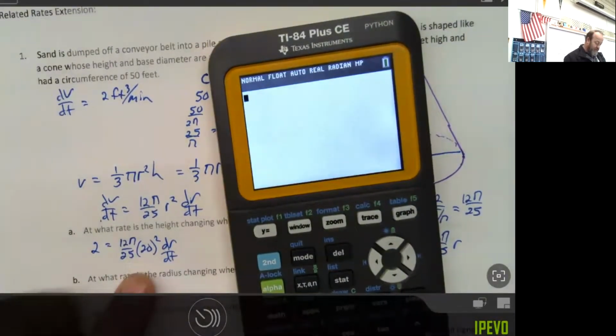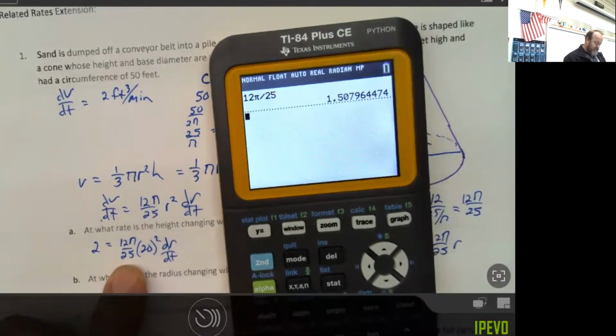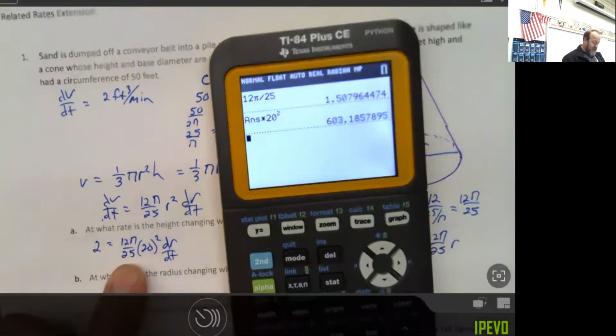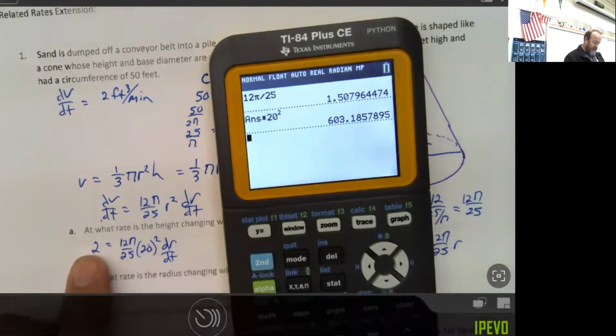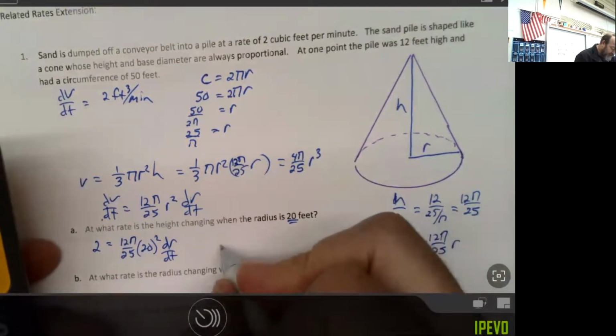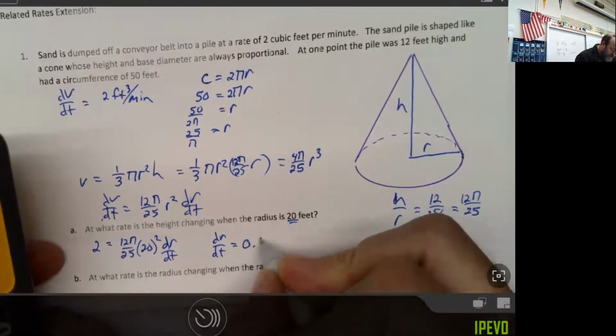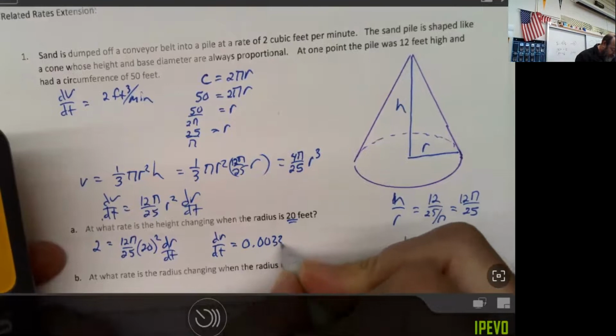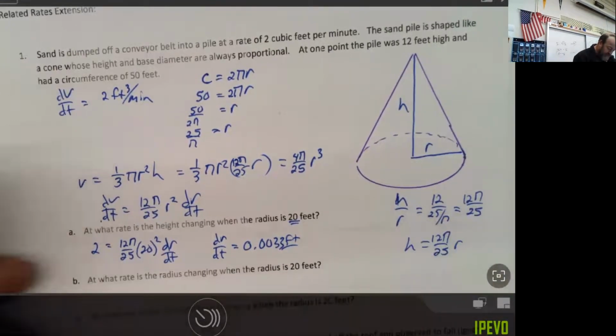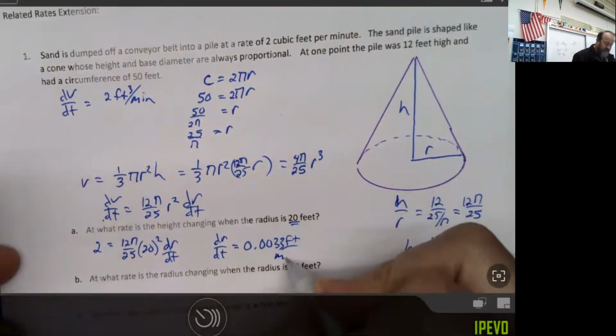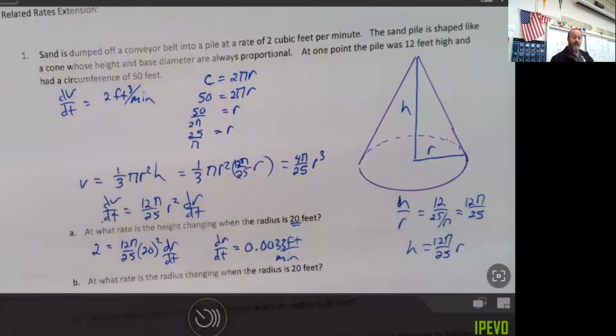Okay, so let's see what we got. I've got 12 pi over 25. I'm supposed to multiply that by 20 squared, and then I need to take 2 and divide it by that number. It's going to be fairly small. So I got 0.0033. So dr/dt is equal to 0.0033 feet per minute.